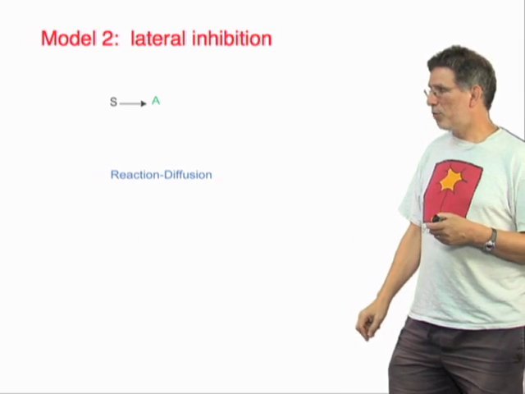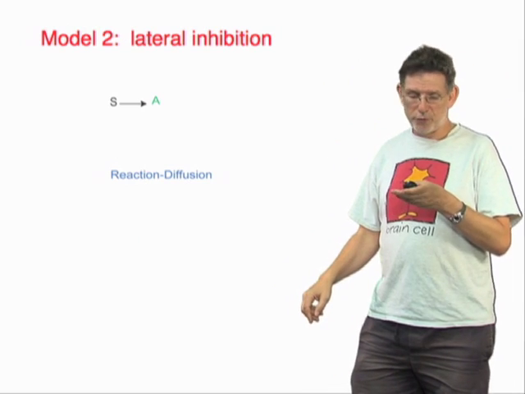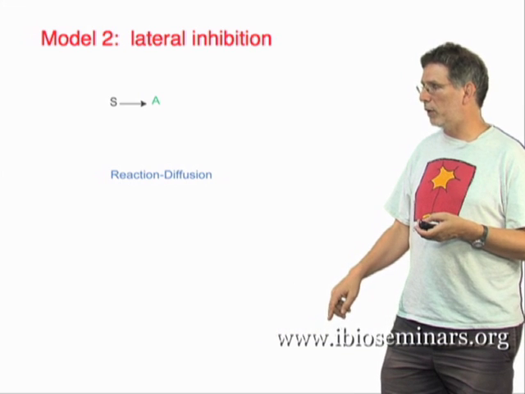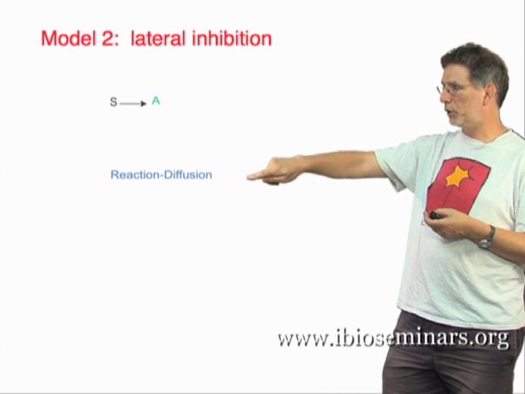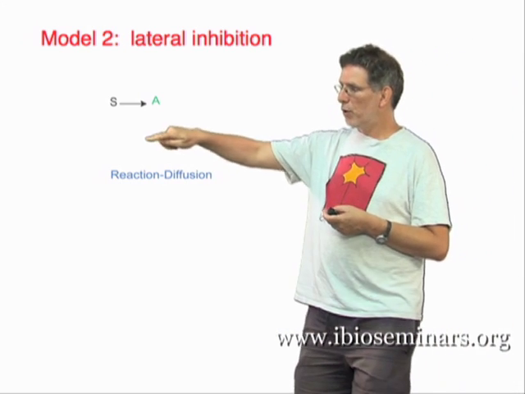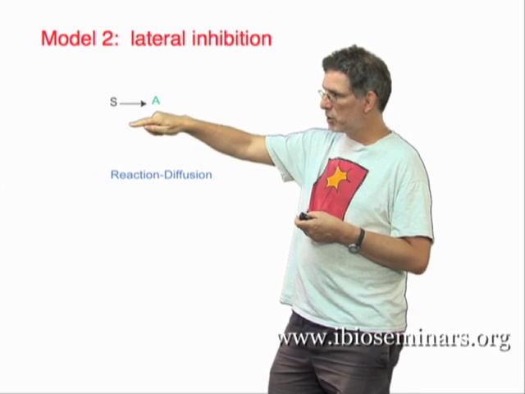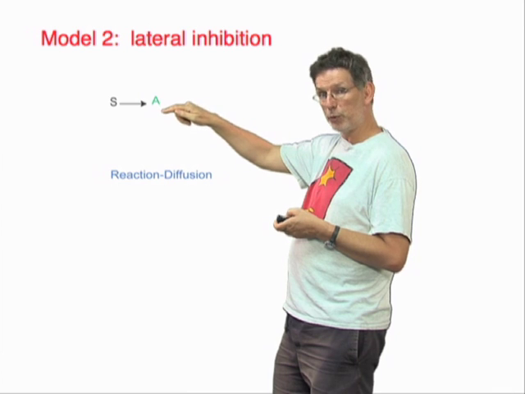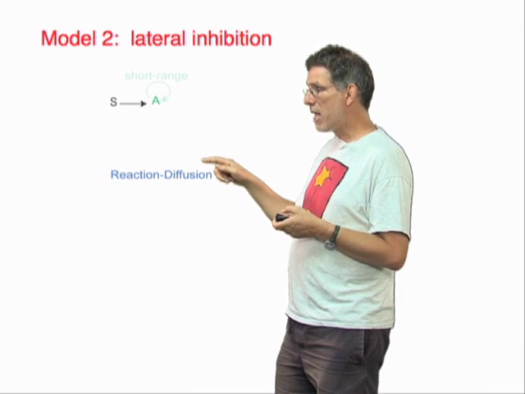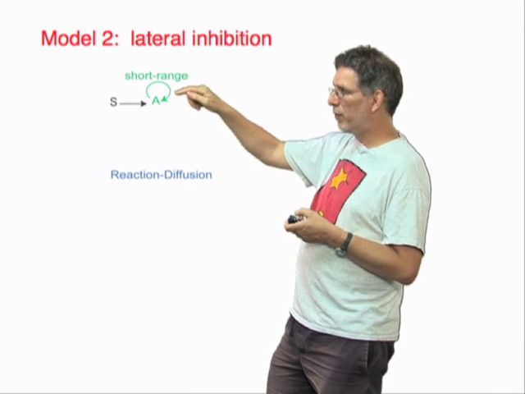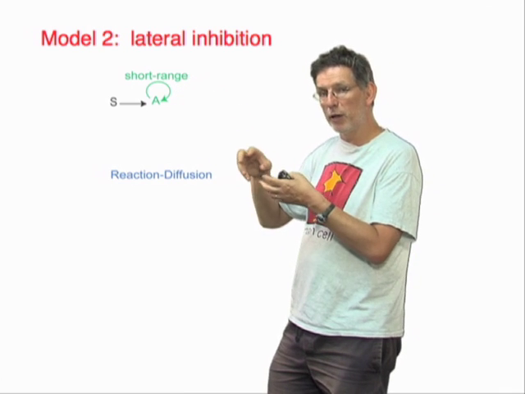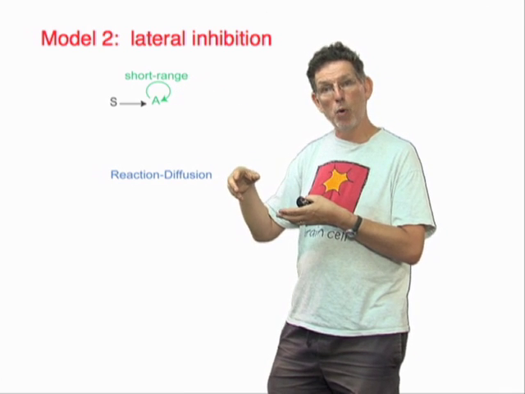Okay? The second model is derived from work of the great British mathematician Alan Turing, and it's something that's called lateral inhibition, or a reaction diffusion scheme. So in this cartoon, we imagine there is some stimulus that turns on some activated molecule inside the cell, which we just call A here. A can activate more of itself, so there's some sort of positive feedback loop where if you activate a little bit of A, it gets easier to activate more.